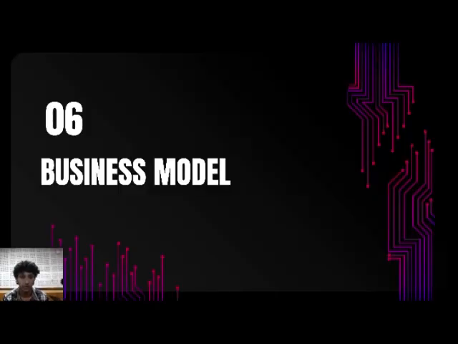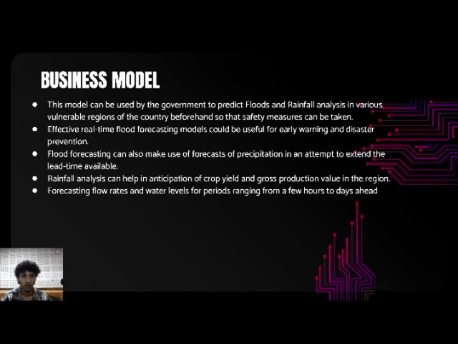I'm going to now explain the business model. The business model includes the government using this model to forecast flooding and rainfall in different country-wide risk areas in advance so that precautions can be taken. An early warning system and disaster prevention could benefit from efficient real-time flood forecasting models. Precipitation forecasts can also be used in flood forecasting in an effort to increase the amount of lead time available. Analysis of rainfall can aid in forecasting agricultural yield and regional gross production value.